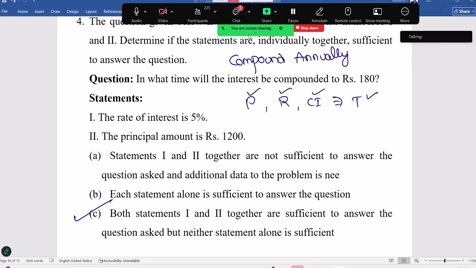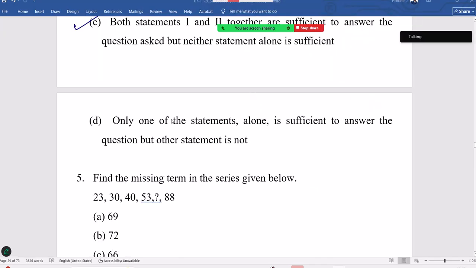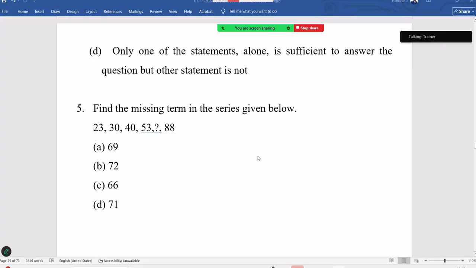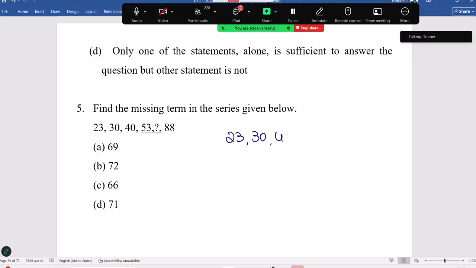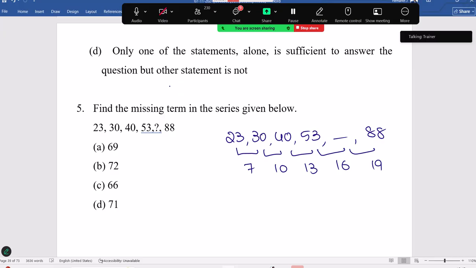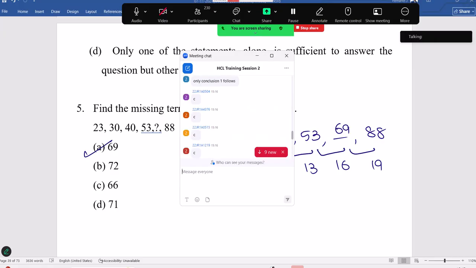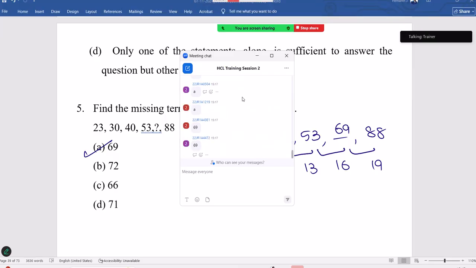Now see the next one. Find the missing term. Series related question. 23, 30, 40. Yeah, many people already responded. I think this is also given in the pre-exam. So 7 gap, 10 gap, 13 gap, 16 gap, then 19 gap. Satisfying, we want 69. Very good. 69 is the correct answer.